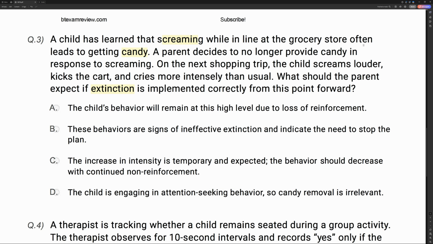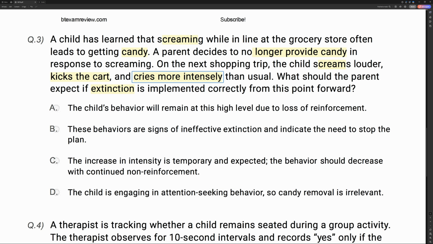And that's what the parent does. They don't provide candy in response. What happens? Child screams louder, kicks cart, cries more intensely. Why? Well, that's our extinction burst, right? What happens when we do extinction effectively? Well, the behavior is going to temporarily increase before it gets better. That's the expected extinction burst.